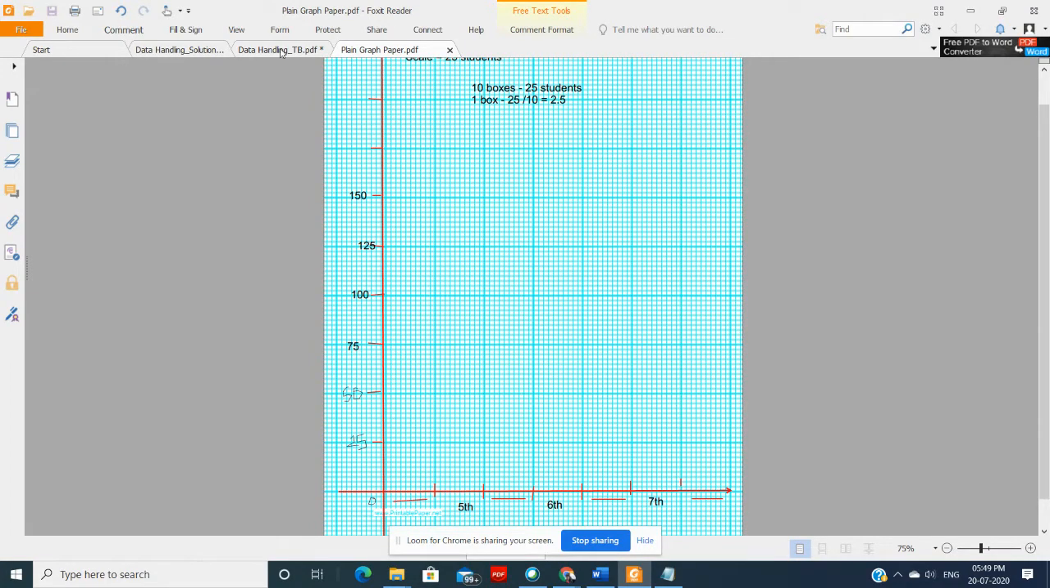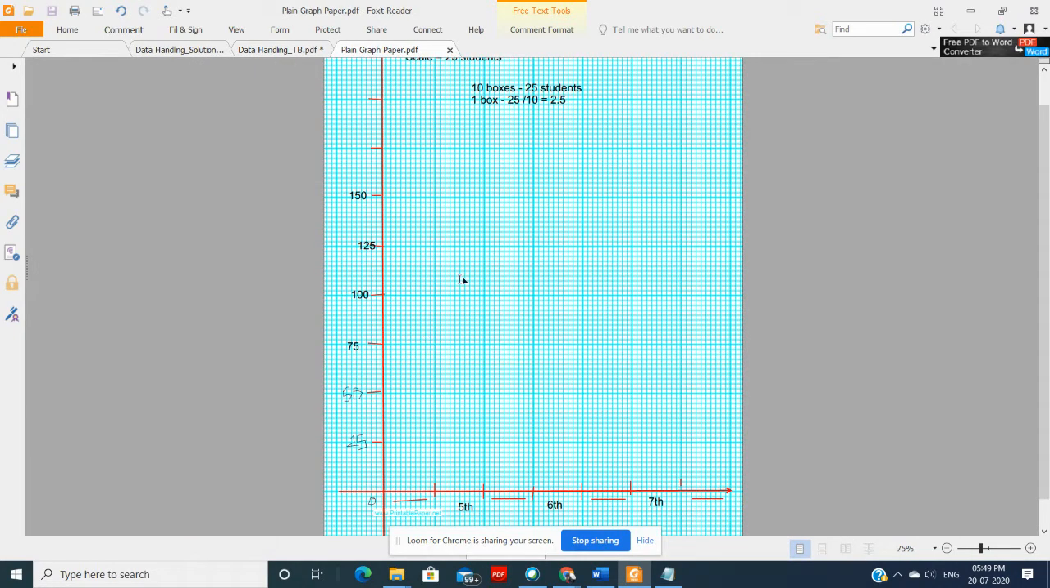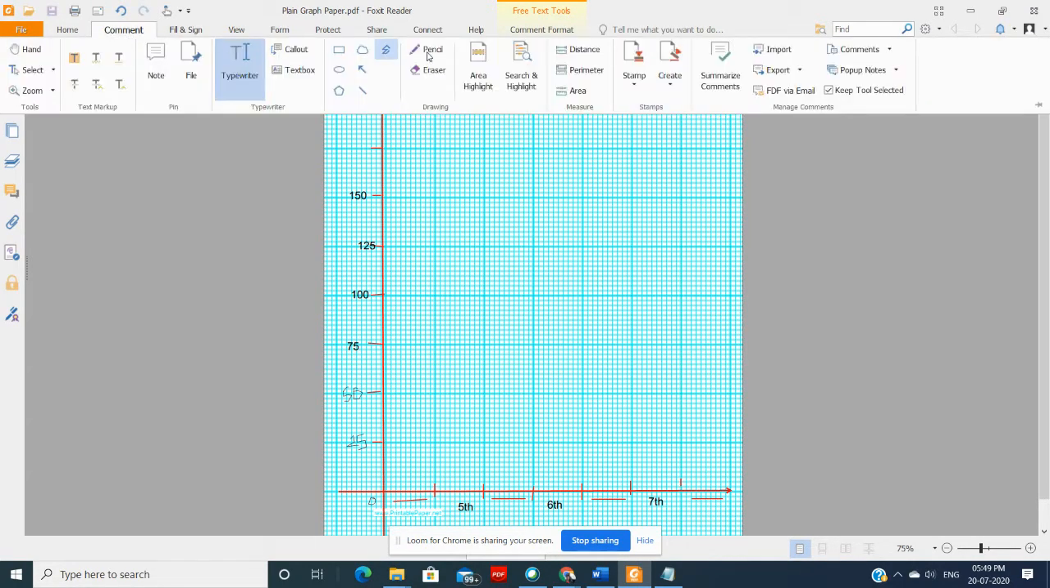All right. So let's start plotting the data. 135 for 5th, it is 135. So I will go to 125. Then after 125, let me just draw it here.